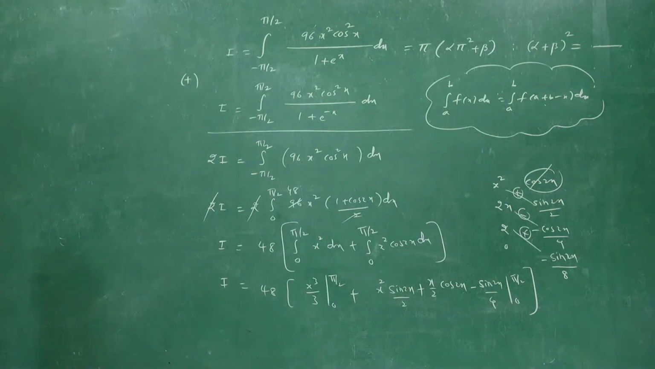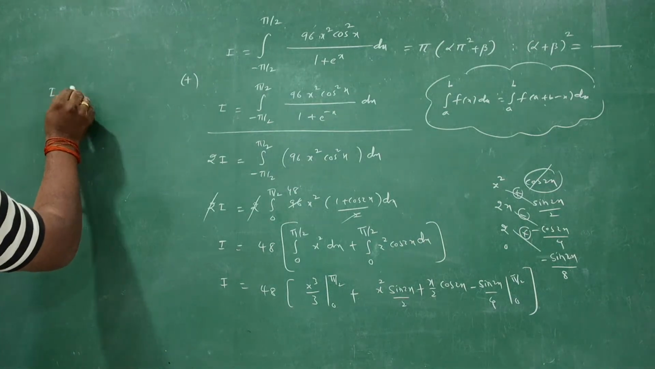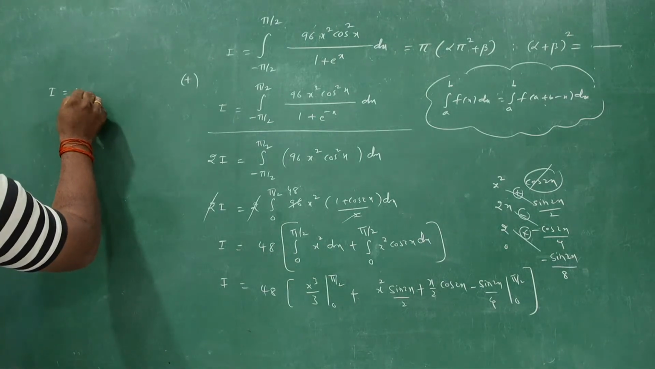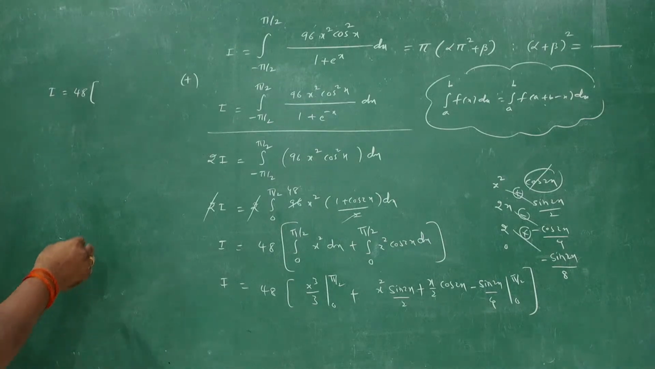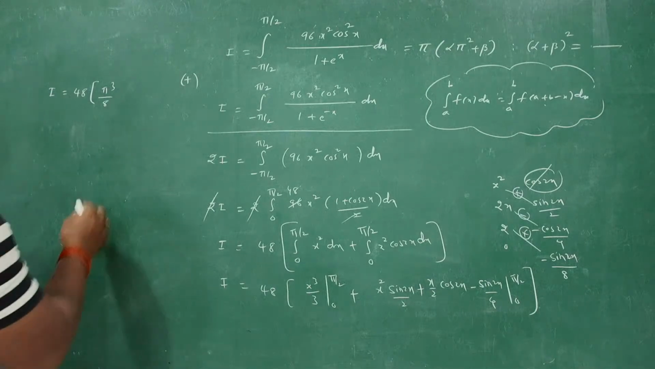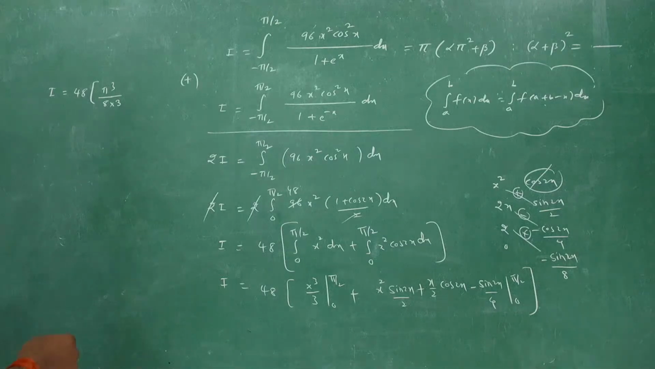Now simplify this. On simplification, it gives the result. Yes, we have to simplify this. Now the value of y. First term, 48 outside as it is, pi power 3 divided by 8 multiplied by 3. That is the first term.